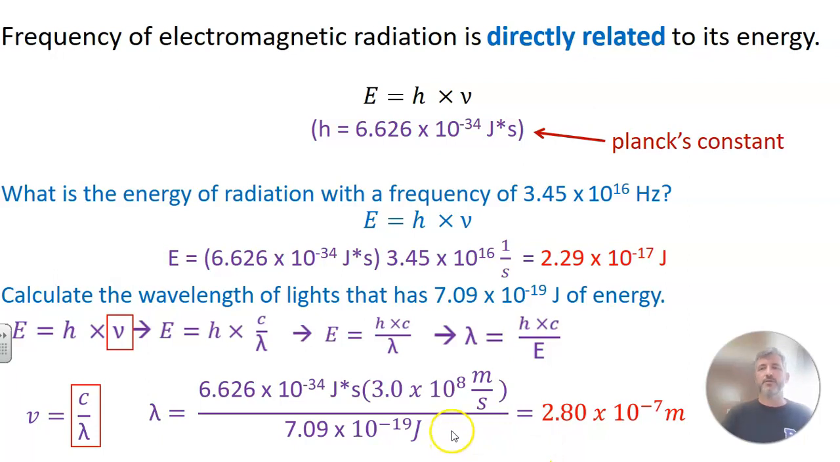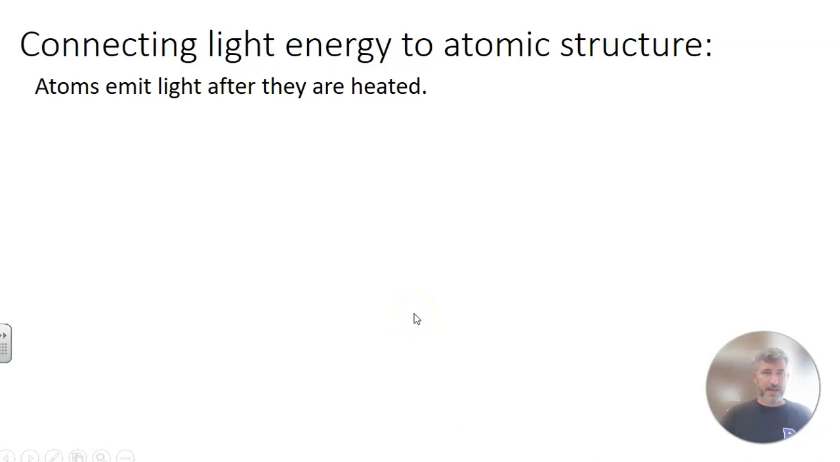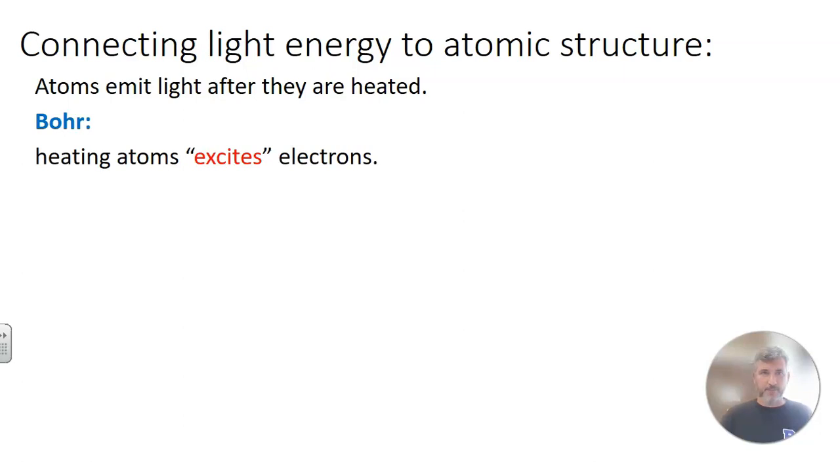Okay, so the last step here is, what in the world does all this have to do with the structure of an atom? I told you that's where we were going with this. So, connecting light energy to atomic structure, what do the two have to do with each other? First thing you have to understand is that atoms give off light after they're heated. So if I heat up a piece of metal in a flame, that metal is going to give off light.